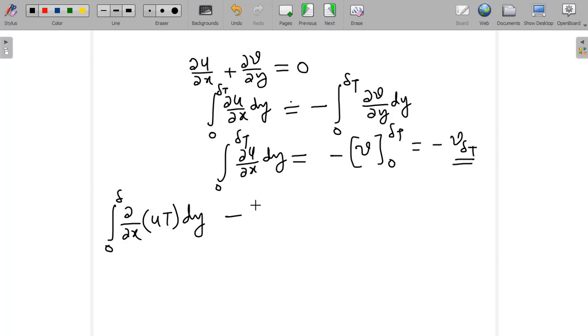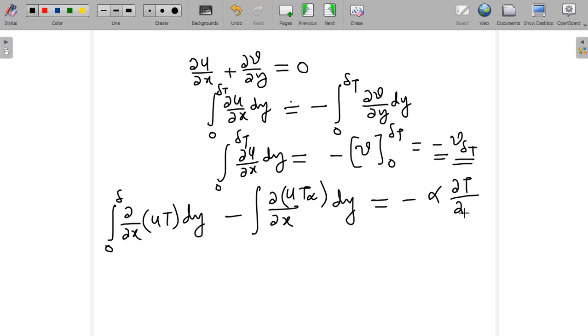This quantity into T infinity will be there, but T infinity is a constant, you can put it under this integration or differentiation also. So del x of, you can write in this way, u into T infinity, no problem, because T infinity is a constant. And this negative sign is because here it is negative, and so this is the second term, and that is equal to minus alpha into del T del y at y is equal to 0.